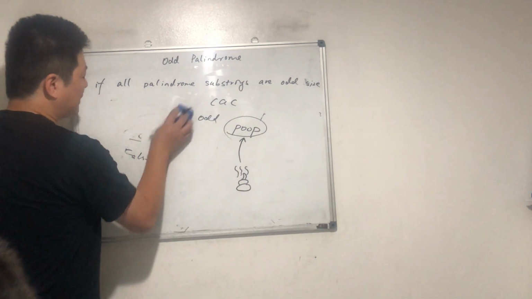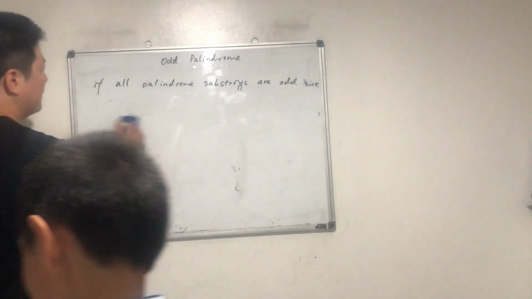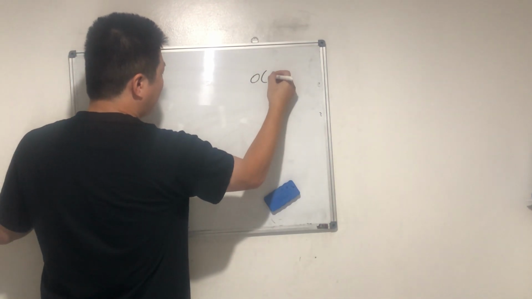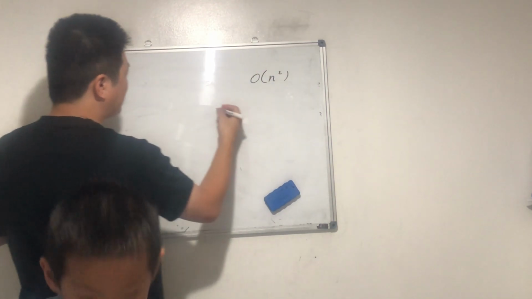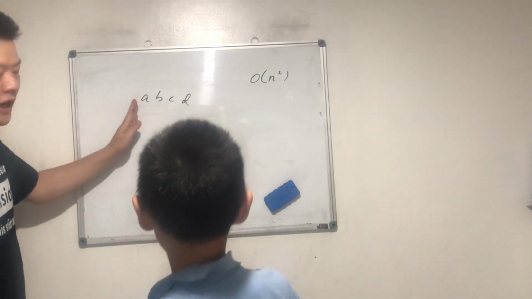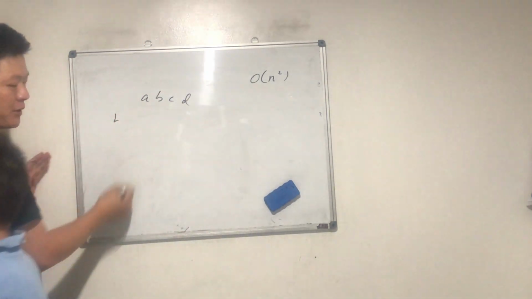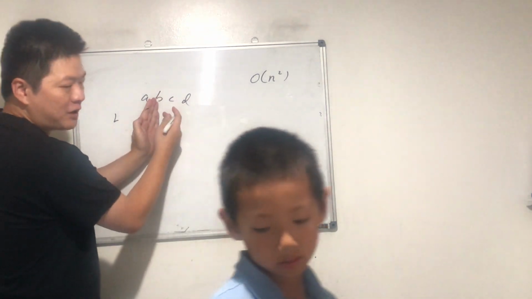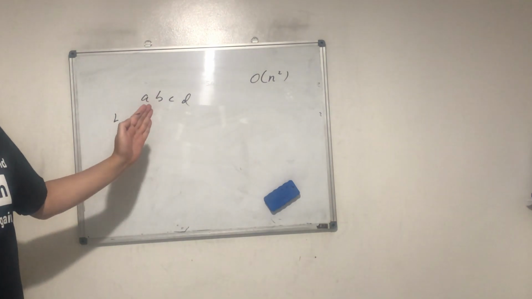If we brute force the substring, what's the time complexity? O(n squared), yeah. Because look, if we have A, B, C, D, we have a left pointer, and for each left we have another loop to determine the right pointer, right?